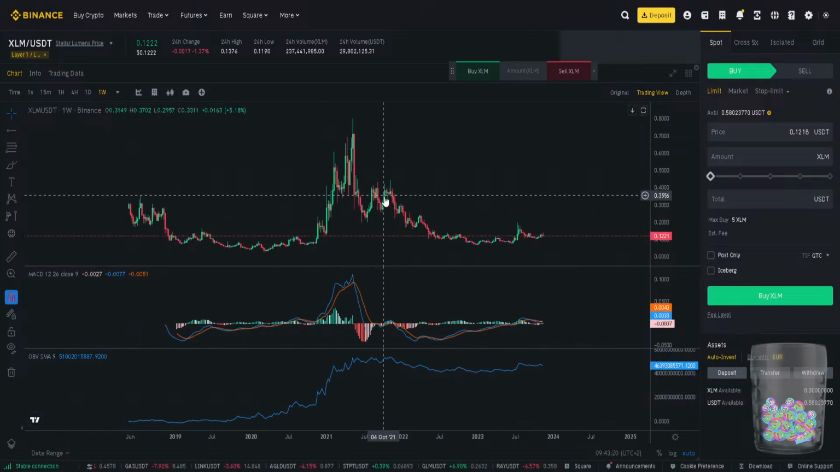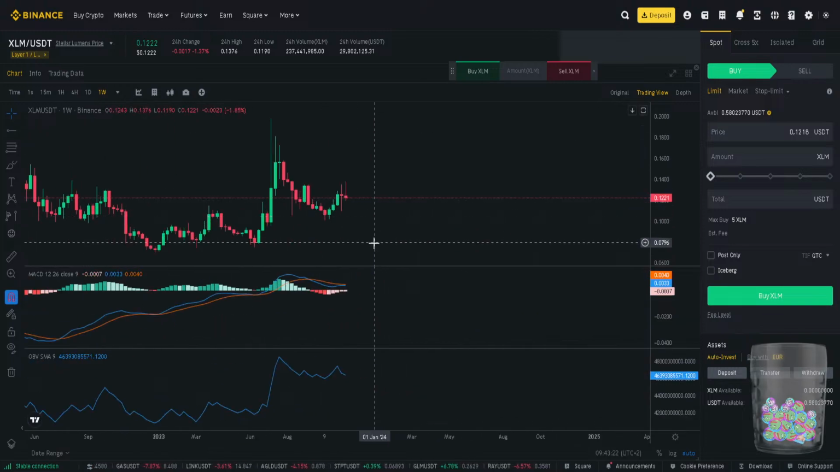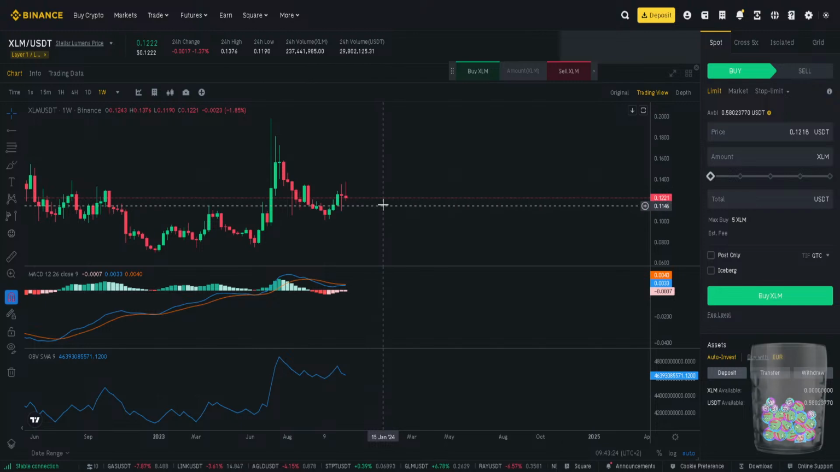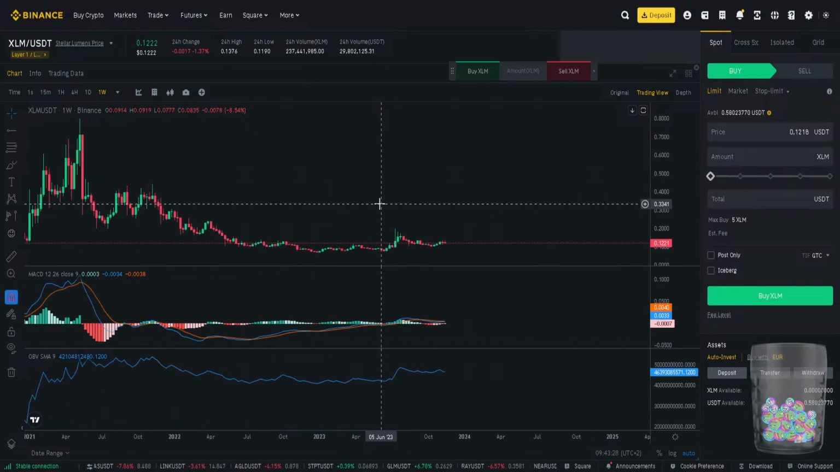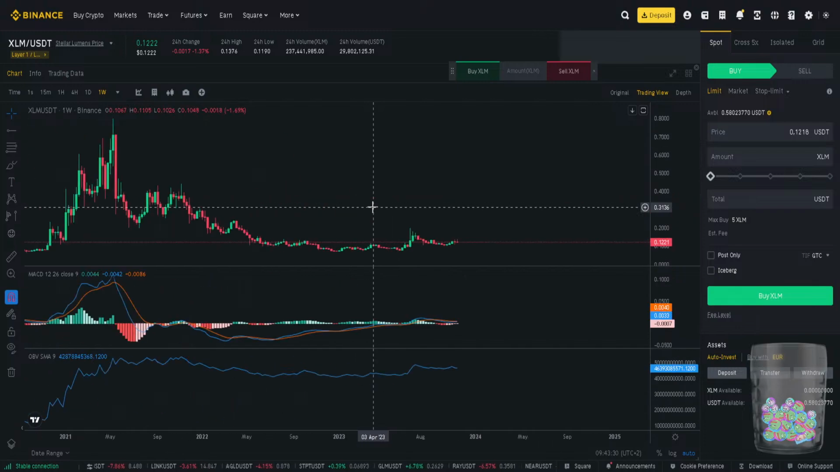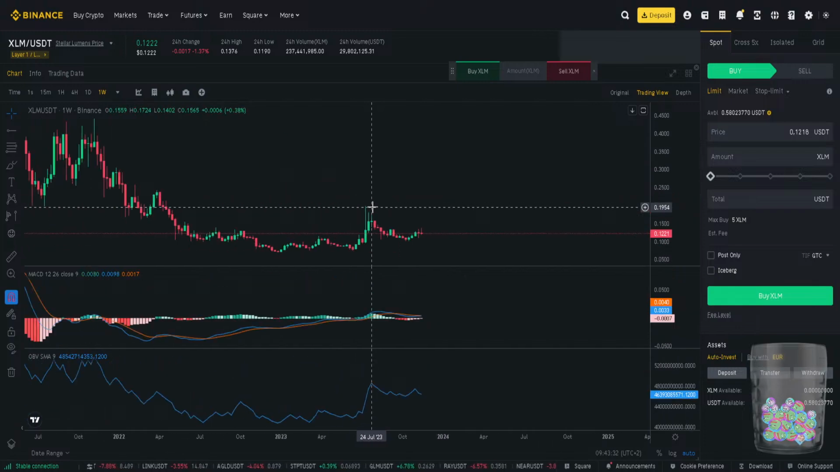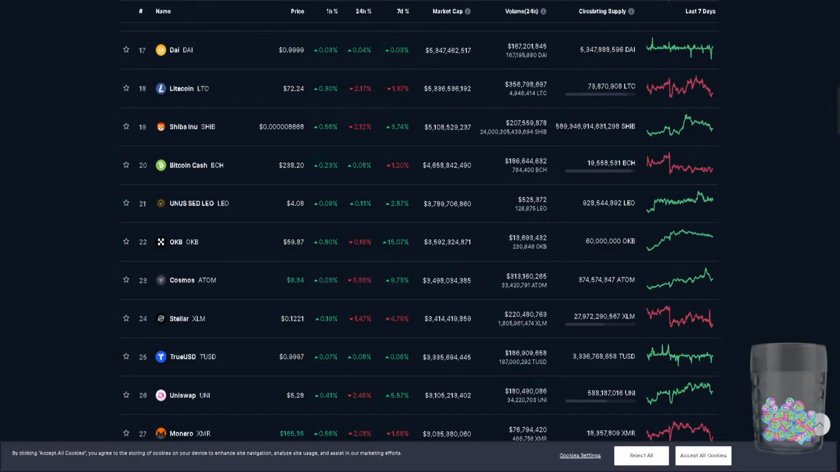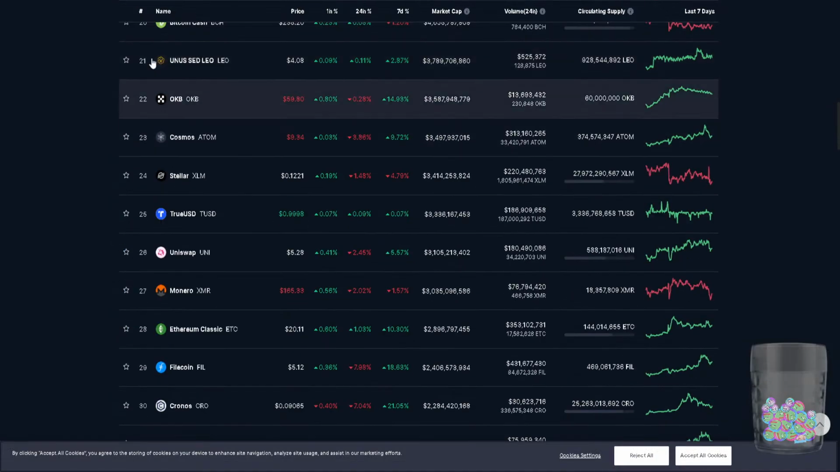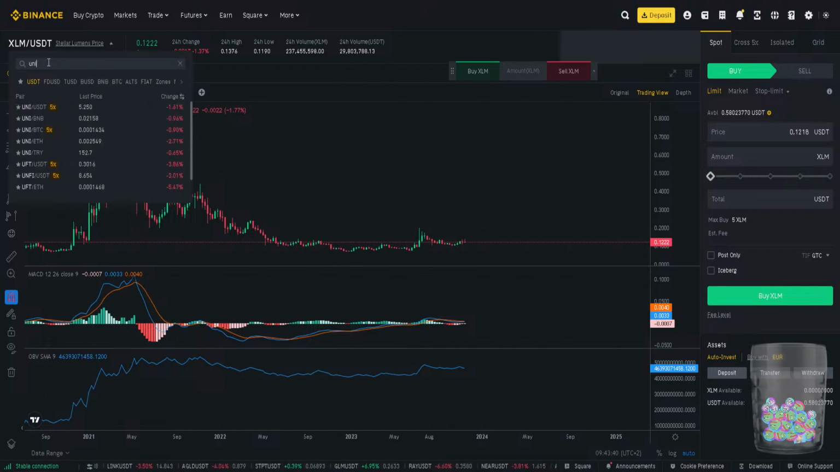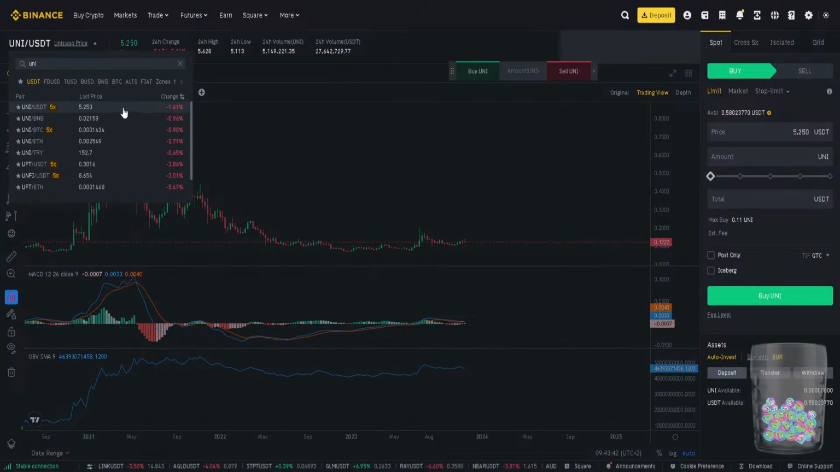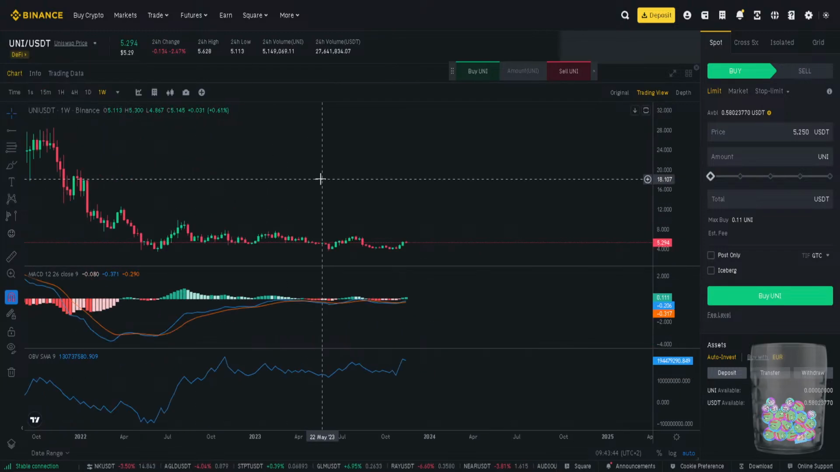This moves exactly like XRP. I don't know really if I'm interested in this. No, let's just skip it. Uniswap. EX.